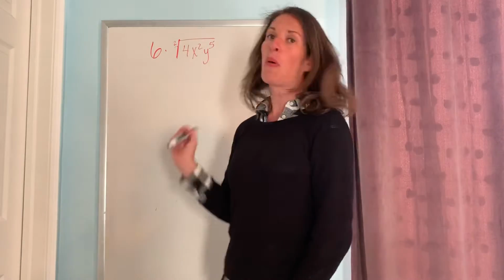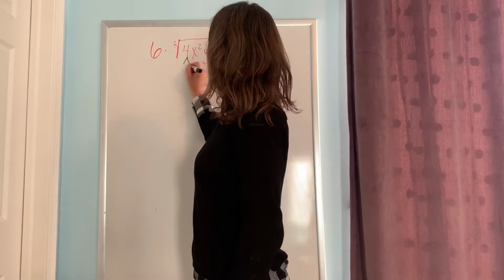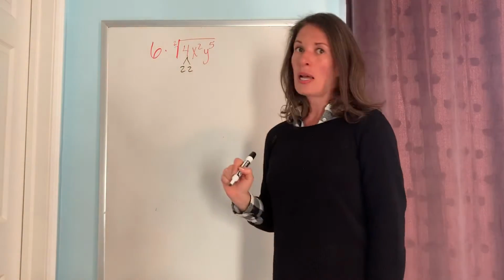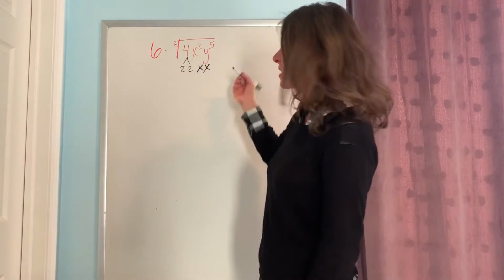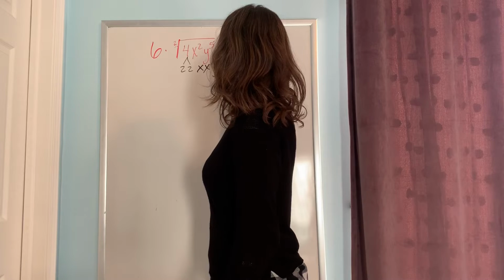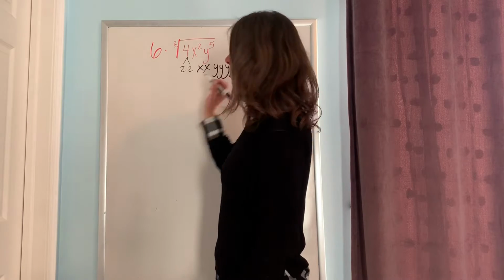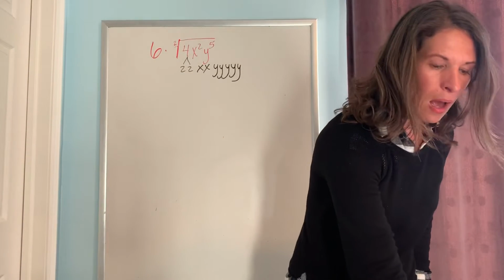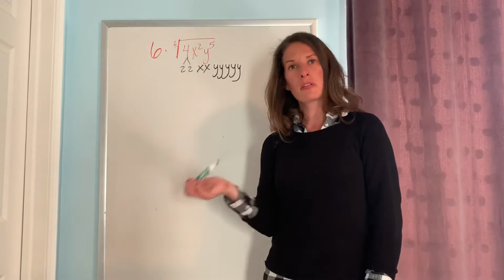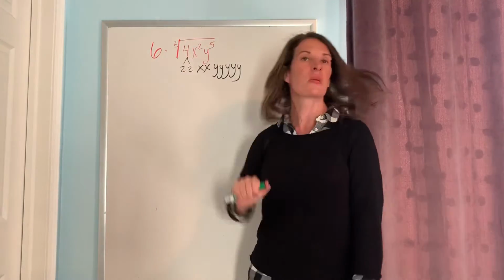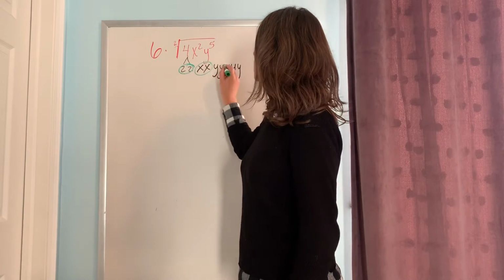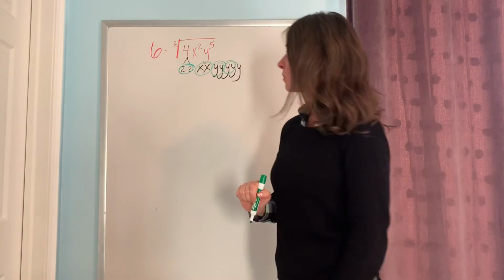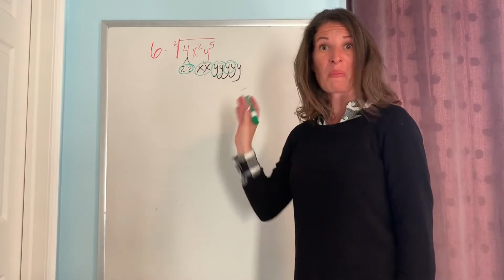Ready? 4 breaks down into 2 and 2. X squared is 2 x's, and y to the 5th means there's 5 of them. Now, how many do I need in a group in order to break it out of jail? I need 2. So I'm just going to circle groups of 2. Anything that's circled gets to come out of jail.